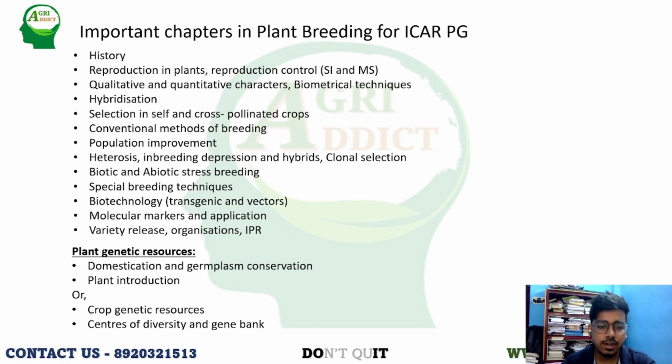You should know the transgenic and vector part very well, which is not precisely given in the plant breeding book by B.D. Singh, but in the plant biotechnology book by B.D. Singh. You should refer to that book for the transgenics and vector part. Different types of vectors are mentioned, and the techniques to create a transgenic plant. You should gather the knowledge about that.